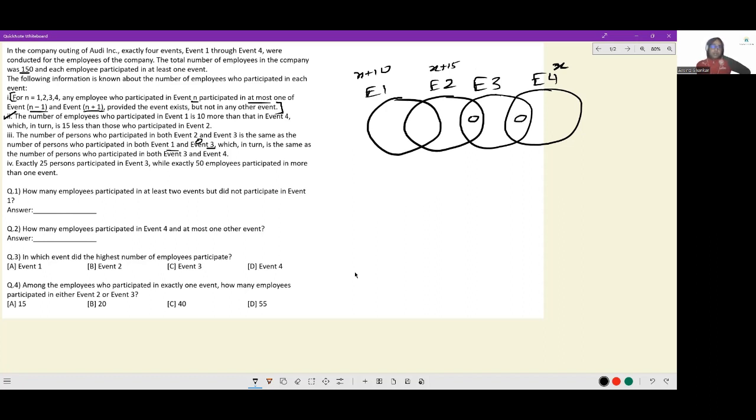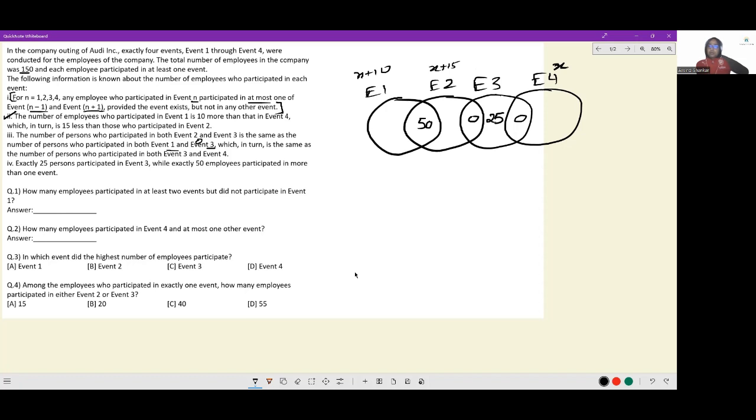Next, exactly 25 persons participated in event 3. In event 3, the only region left is this. So exactly 25 persons participated in event 3, while exactly 50 employees participated in more than one event. The only possible pair of events where people can participate in more than one event is event 1 and event 2. You have 50 people here.